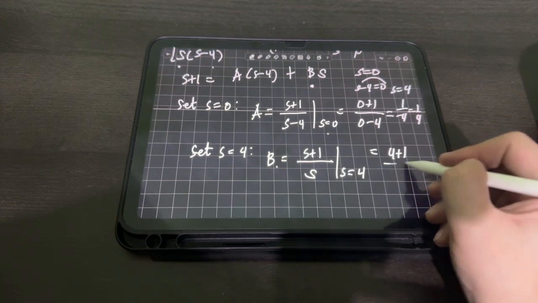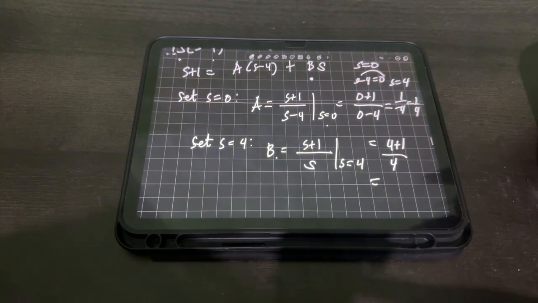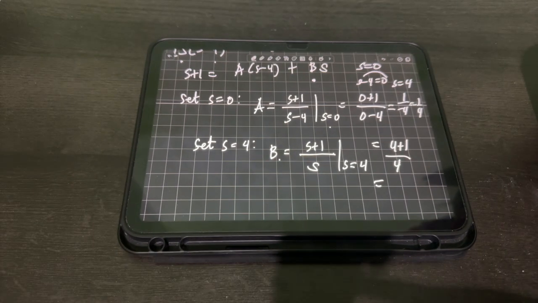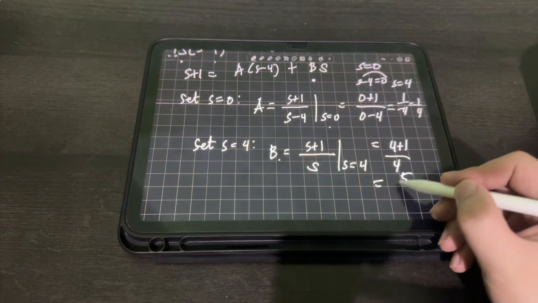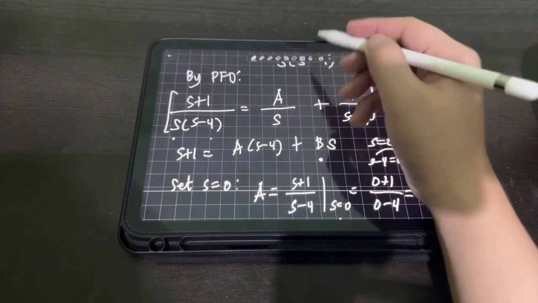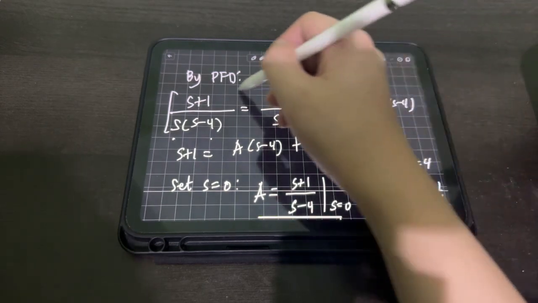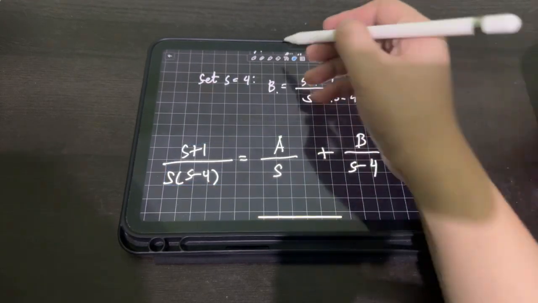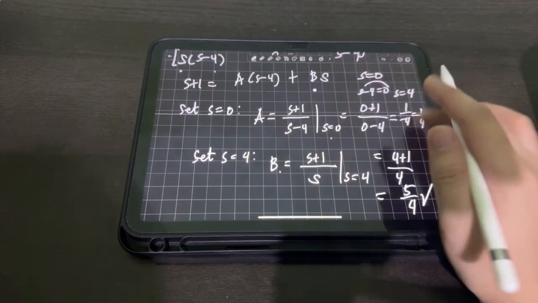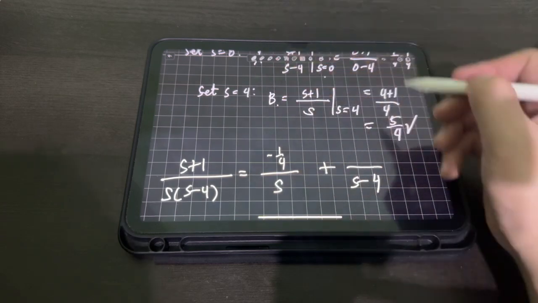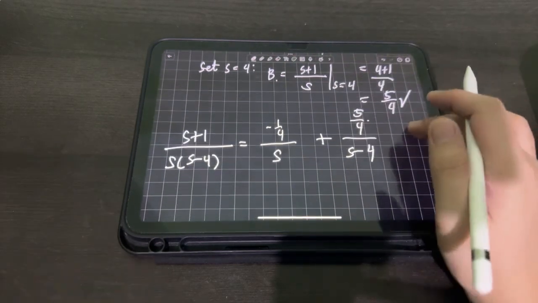We have 4 plus 1 over 4. So the value of B is 5 over 4. So replacing the values of A and B here in the partial fraction, let's copy. A is equal to negative 1/4, substitute, while B is equal to positive 5 over 4, substitute.